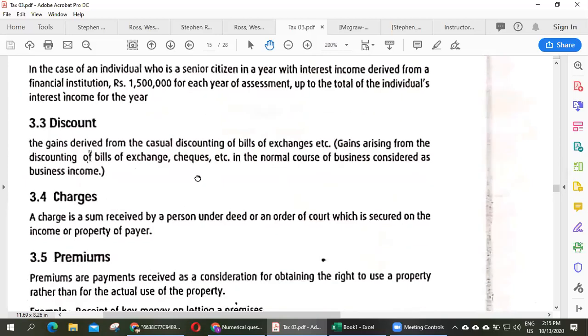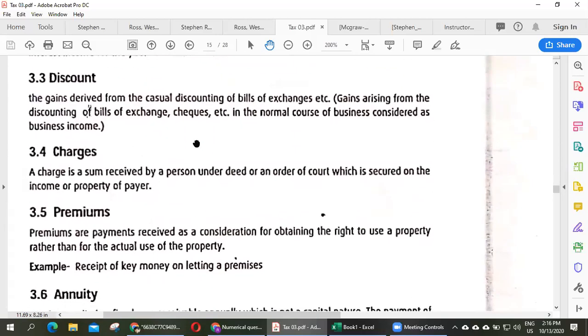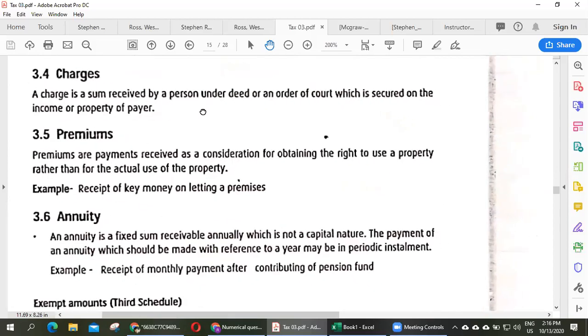So discount, I explained in the classroom lecture hall. The gain derived from the casual discounting of a bill of exchange. So checks, they are discounting checks, right? You submit a 1 million check and you receive 9 lakhs or 8.5 lakhs, like that. So gain arising from the discounting of bills of exchange, checks, etc., in the normal course of business is considered business income.